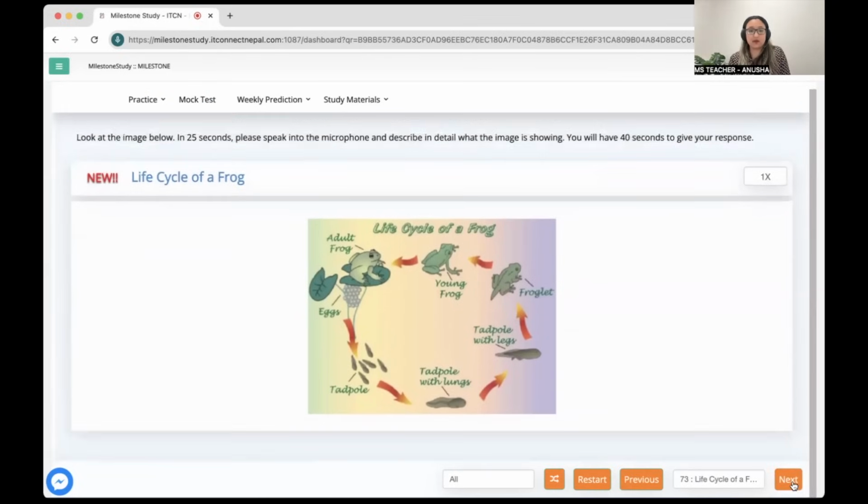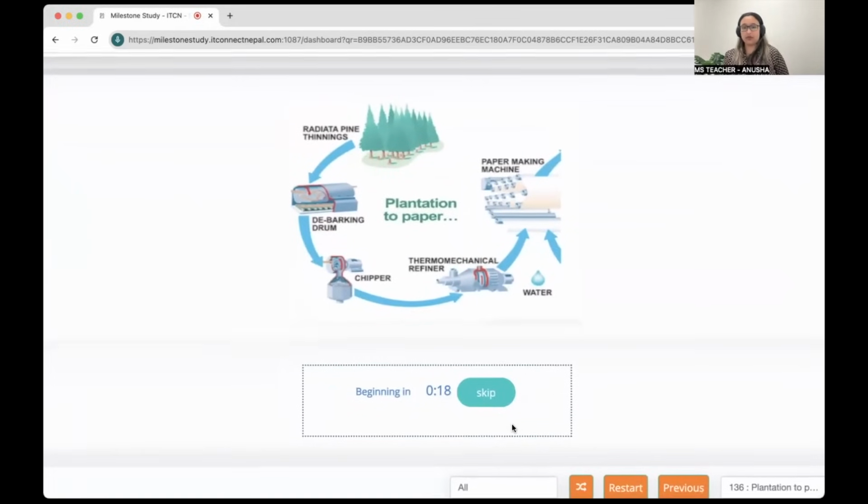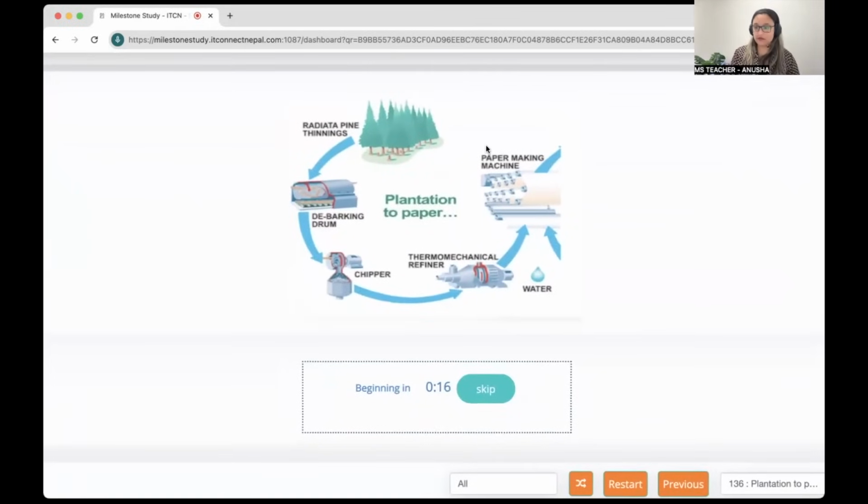Let's see if I can find one more life cycle. All right, this is not a life cycle of any animal, but it is a life cycle or a flow chart where radiata pine thinnings happen. It's a plantation to paper. So how plants turn to paper. Okay, debarking, drum, chipper, thermomechanical refiner, water, and then paper.